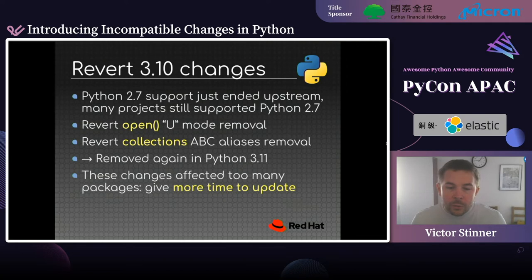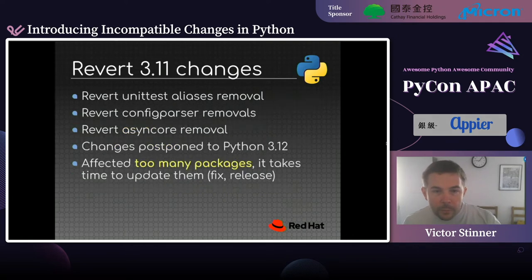So it was decided to revert this removal and do this removal again, but in the next Python version, one year later. And the purpose of all these reverts is to give more time for people to update their code base. And the rationale was that it just broke too many projects.